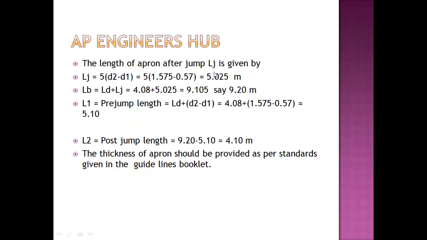The length of apron after the jump L J is given by L J is equal to 5 into d2 minus d1, which is equal to 5.025 meters. L B is the total length, that means the total length of apron is L D plus L J, before the jump and after the jump. We obtain 9.2 meters. Free jump length is equal to L D plus d2 minus d1, 5.1 meters. That is, the post jump length is equal to 9.2 total length minus 5.1, which is 4.1 meters. The thickness of the apron should be provided as per the standards given in the guidelines booklet.